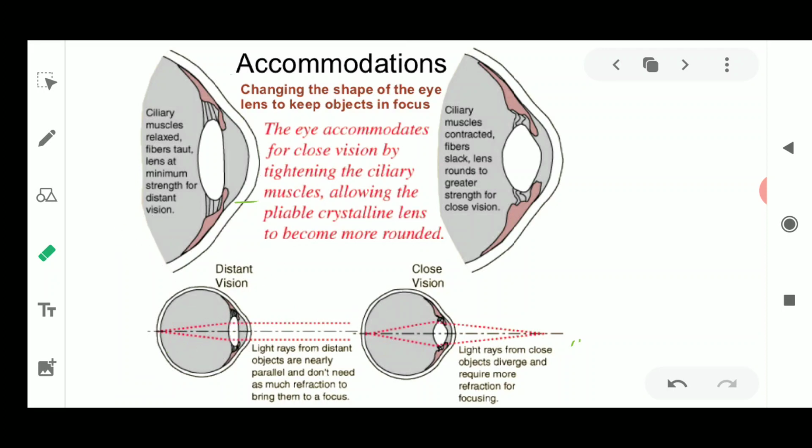Now what happens in the next part? When the same eye is looking at a close object, as shown in this second diagram, the light rays are coming from a very close object. What happens to the ciliary muscles? They become tense, due to which the eye lens becomes thick and more convex. You can see that the thickness of the lens has increased. Due to the short focal length, the converging power of the lens increases and it focuses the nearby object on the retina.